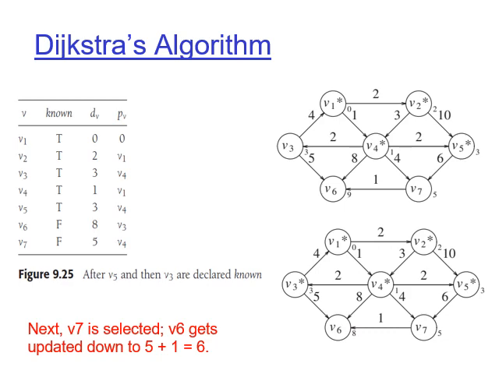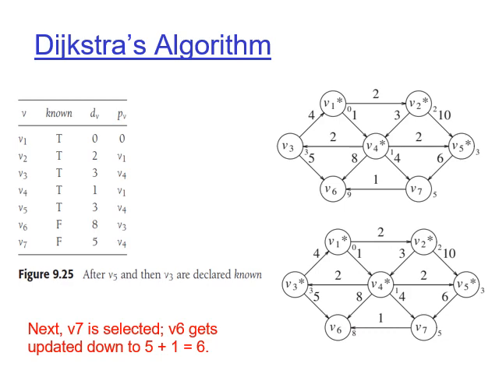Now, when V7 is selected, what we can do is explore V7's adjacency list and we find that the only node on the adjacency list of V7 is V6 and it's also unknown. So if I go to V6 via V7, what is the edge cost? It is 1. The current shortest path estimate of V7 from V1 is 5. So 5 plus 1 is 6.